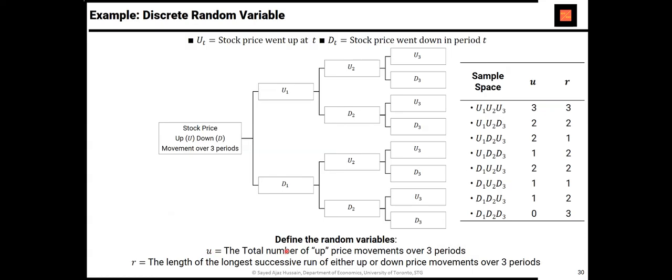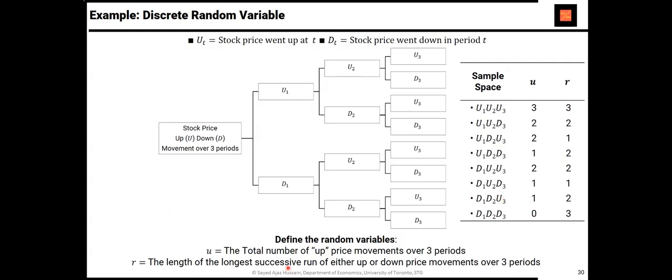Baby U is the total number of up price movements over 3 periods, and baby R is the length of the longest successive run of either up or down price movements. Once again, baby U is the total number of up price movements. Let's take the first one here. What's the total number of up price movements? 1, 2, 3, so 3. Total number of up price movements, 2. Total number of up price movements, 2. Total up are 1. Total up are 2, 1, 1, 0.